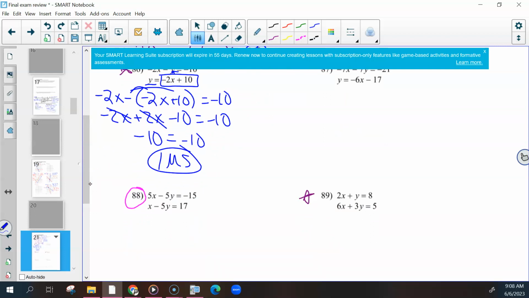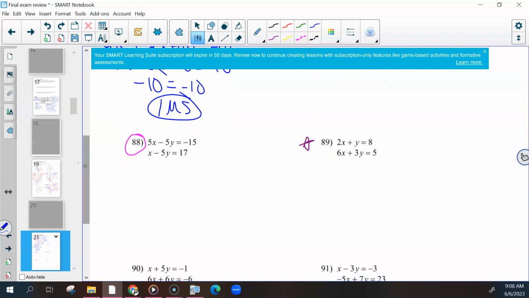89 is a little different because it doesn't have a variable solved by itself, so you have to do that first. You can really choose either of the variables, but I would look for the one that's by itself, because that would make your life the easiest. So in the first equation, let's solve for y, get rid of the 2x. That way you have an equation that's solved for one of the variables.